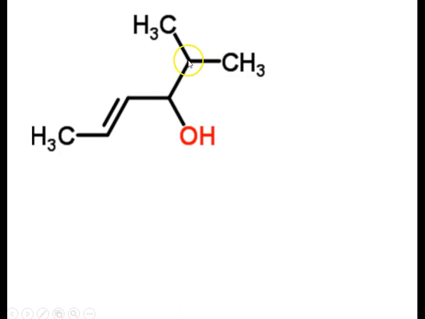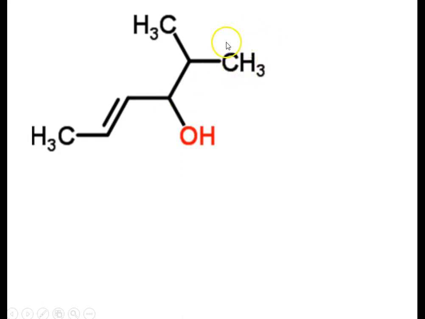We've got 1, 2, 3, 4, 5, 6 carbons, so it's hex. It's got a double bond, so it's not hexane, it's going to be hexene. Remember with the naming, carboxylic acids, alcohol, so the alcohol is of the most important. 1, 2, 3, so it's hex. This is the fourth one, hex-4-ene-3-ol.